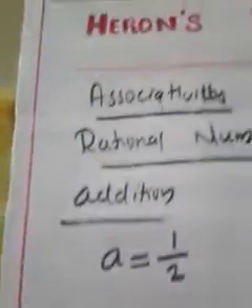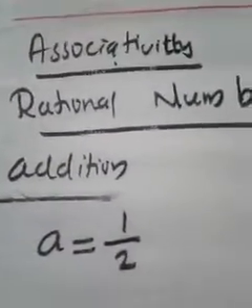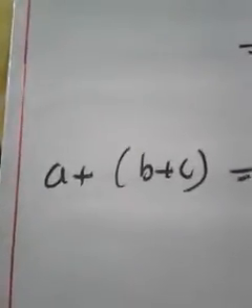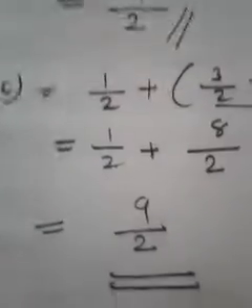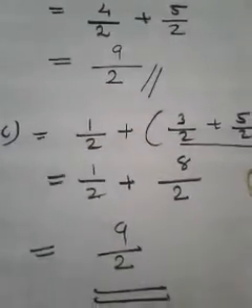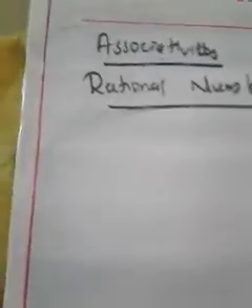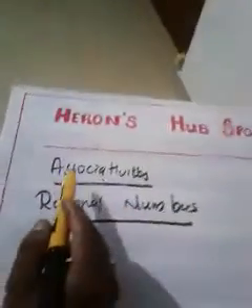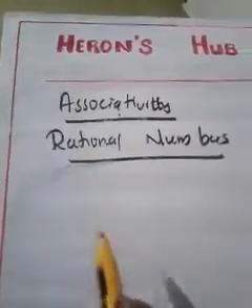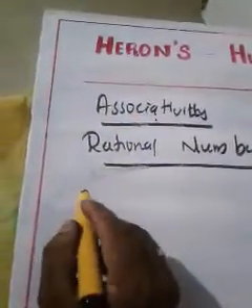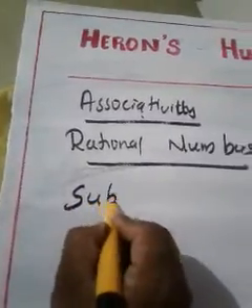Now you can conclude. What you can conclude? You can write a conclusion. What? Addition is associative in rational numbers. Why? Because a plus (b plus c) and (a plus b) plus c came equal, 9 by 2, 9 by 2 in the second example also. So you may have understood addition. That means we have checked the associativity in rational numbers under addition. Now I am going to check associativity in rational numbers under the very next operation, that is subtraction.